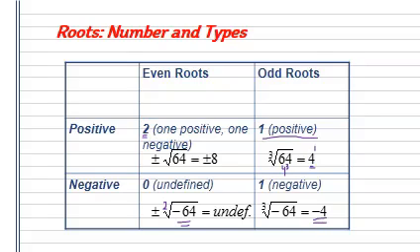So pay attention. If we have even roots, then we are going to have plus or minus the solution. But if we have an even root and a minus inside, this is undefined. If we have an odd root and a positive number inside, one positive root, and if we have an odd root and a negative number inside, we have also one negative root.